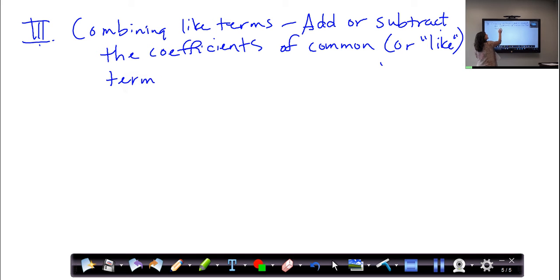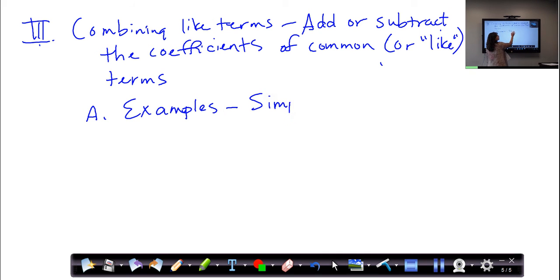Only the coefficients. In other words, you're going to retain what's making them alike, and what is making them alike is those variables. So since that's what's making them alike, leave it alone. Keep the variables and do what I call work the coefficients. And that's all you're going to do is put together the coefficients.